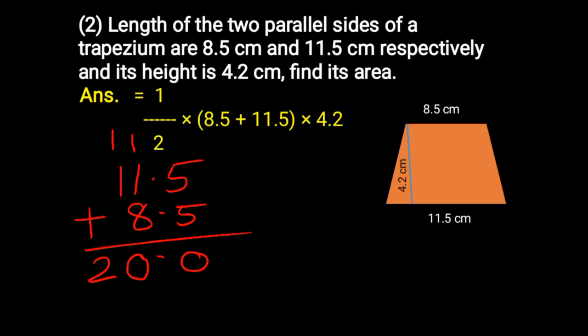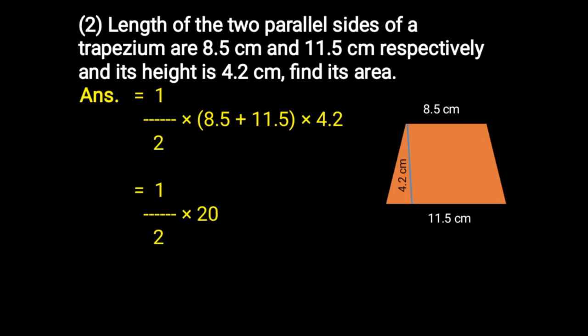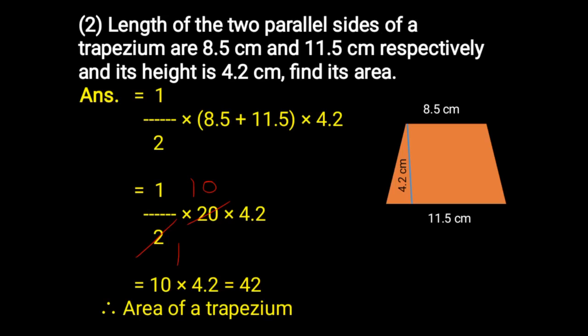That is equal to half into 20 into 4.2. Now you have to do cancellation with the 2 table on any one of the numbers. 2 ones are 2, 2 tens are 20. That is equal to 10 into 4.2. If you are multiplying 4.2 by 10, the decimal point of the number 4.2 will shift one digit, so you remove the decimal point and it becomes 42. Therefore, area of the trapezium is equal to 42 square centimeter.